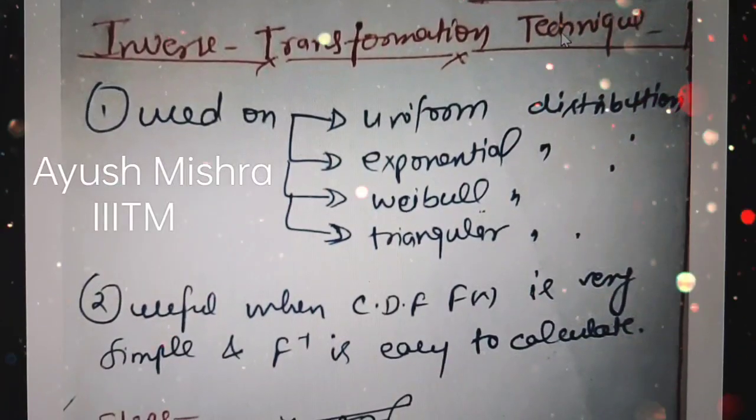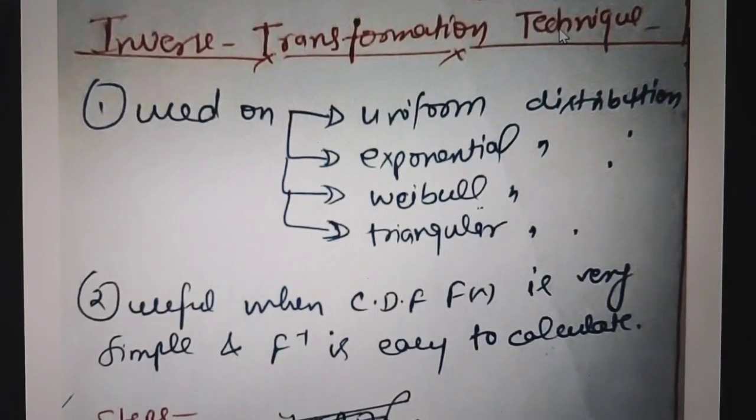Hello guys, now I am going to discuss another very complex and very interesting topic in modeling and simulation, that is random variate generation. For random variate generation we use a simple technique in mathematics, that is the inverse transformation technique. We can implement this for the uniform distribution, exponential distribution, Weibull distribution, and triangular distribution. Mainly I focus on the uniform distribution and exponential distribution.